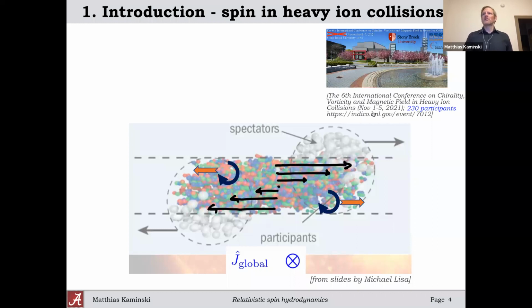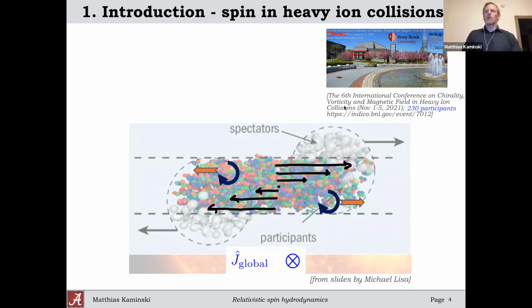At the beginning of this month, November 1st through 5th, we talked about these topics at this conference, the 6th International Conference on Chirality, Vorticity, Magnetic Field, and Heavy Ion Collisions.